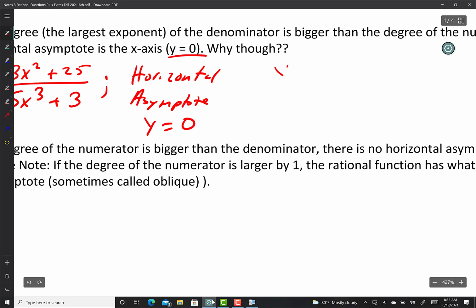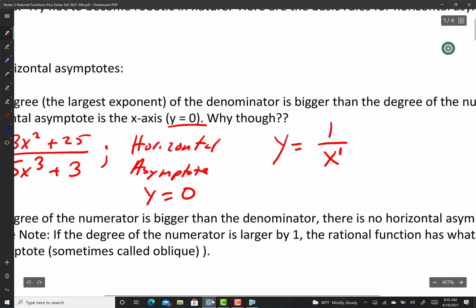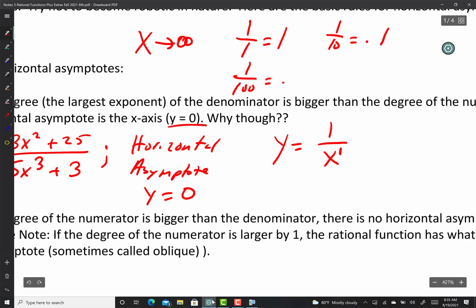All right, so check it out. Let's look at this example, 1 over x. Does everyone agree that in the bottom the degree of x is 1, and in the top I don't have an x, so it's like saying x to the 0? Look what happens as x gets large, approaching infinity. 1 divided by 1 is 1. 1 divided by 10 is 0.1. 1 divided by 100 is 0.01. 1 divided by 1,000 is 0.001.